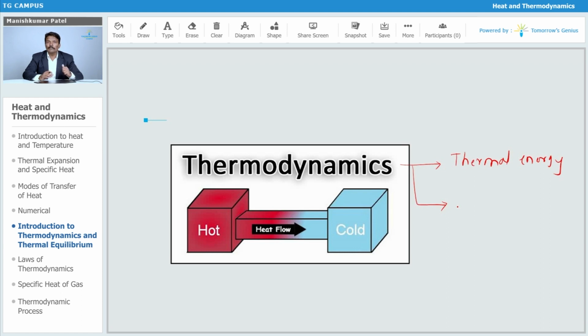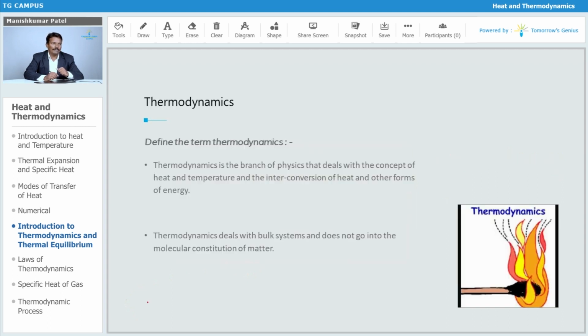In thermodynamics, we know that heat always flows from higher temperature towards lower temperature. This is one of the important things for thermodynamics, which we will also cover. If we consider the definition we just discussed, it deals with the concept of heat and temperature, and the interconversion of heat into other forms of energy. Again, it deals with the bulk system and doesn't go into the molecular constitution of matter.